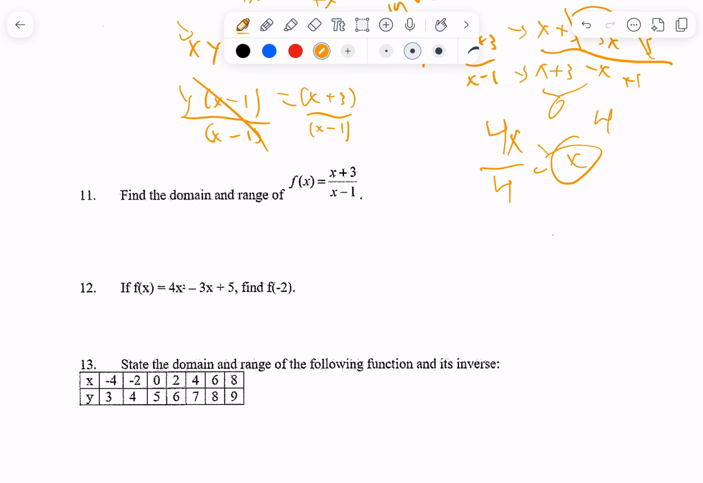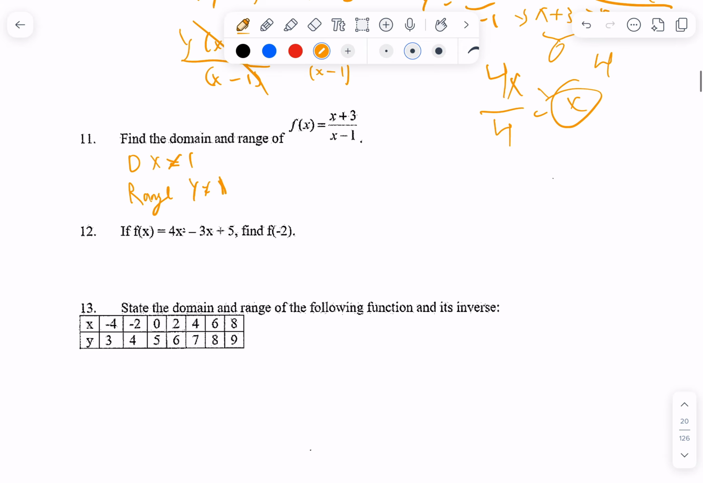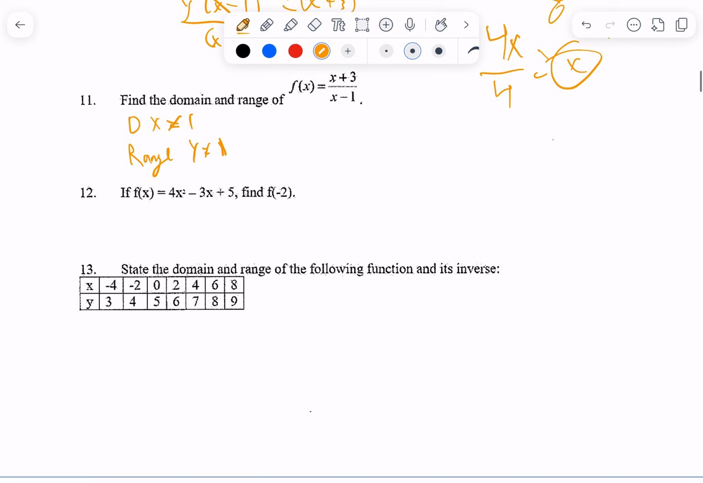Now let's find the domain and range of f of x equals x plus 3 over x minus 1. So this is pretty simple. The domain is that x is not equal to 1. And the range is that y is also not equal to 1. And that's basically how to do it. Going deeper into it, I honestly have to check up, as I'm not super sure about that. But yeah. Okay, now let's go into the next one.